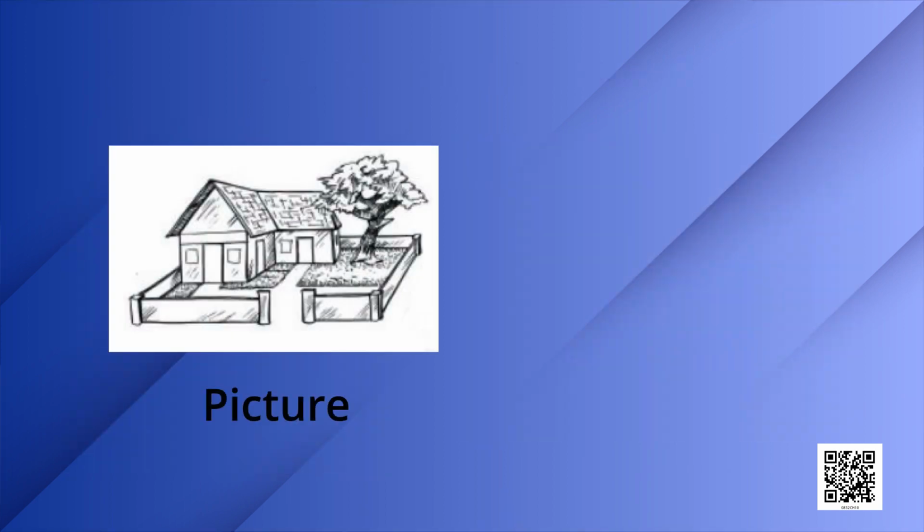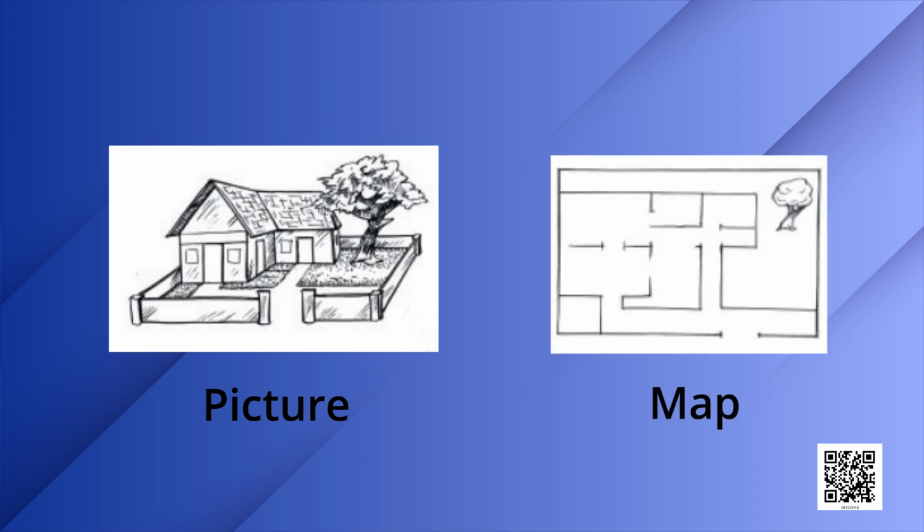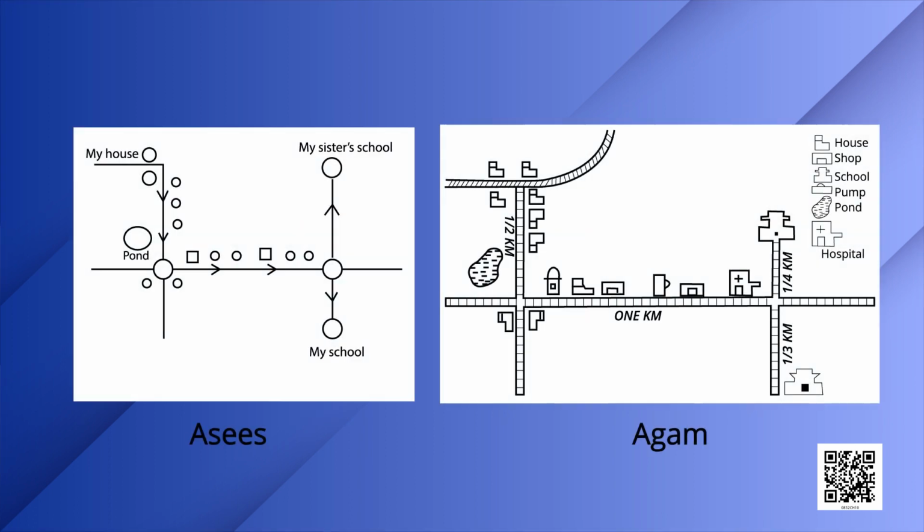Look at this picture of Rajvi's house and this map of her house drawn by her. Can you see that whereas the picture has details, a map only depicts location of objects with respect to each other. Moreover, perspective or position of the observer is very important for drawing a picture, but not relevant for a map. Now look at these two maps drawn by two siblings, Agam and Assis.